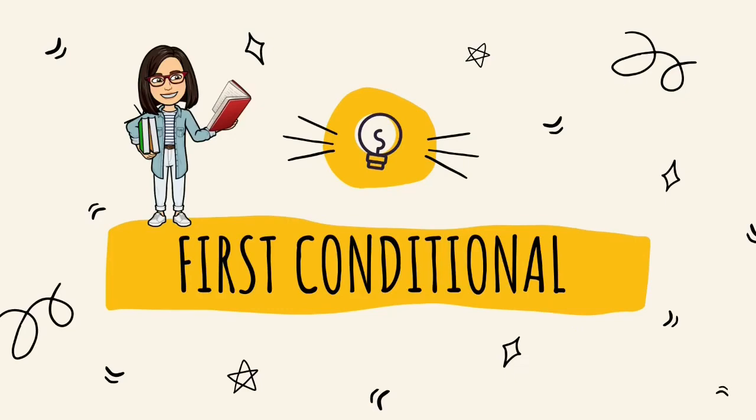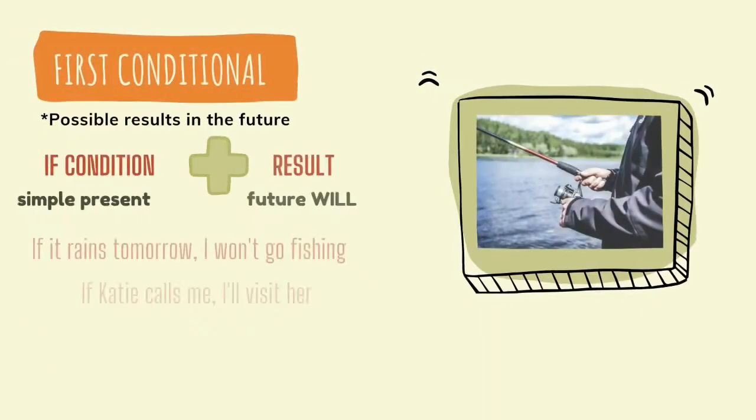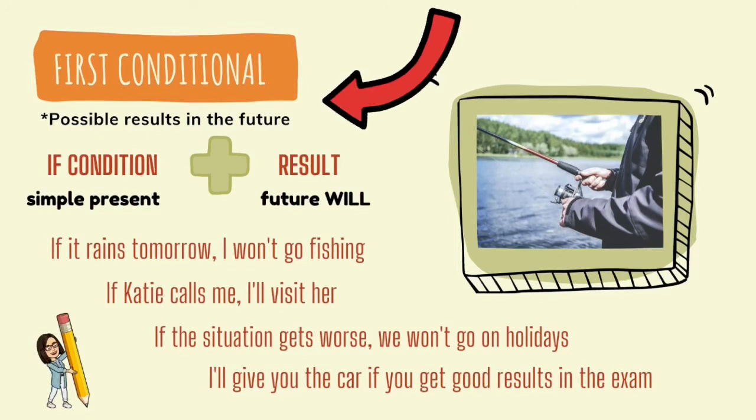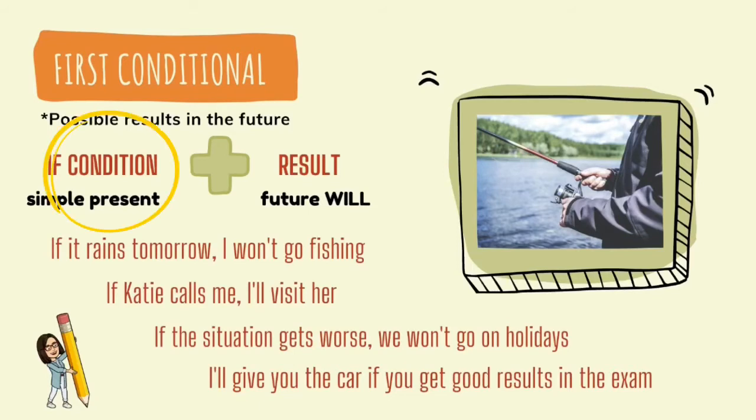First conditional. First conditional sentences express possible results in the future. Again, the idea is divided into two parts, the if condition part or the if clause and the result part or the main clause. The if condition clause is in simple present and the result clause or the main clause will be in future, will or won't if it is negative. So we have a condition in the present that will affect the result in the future.